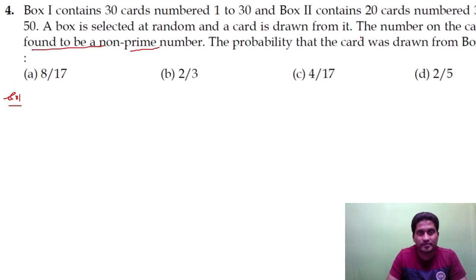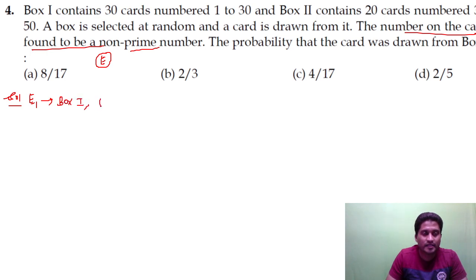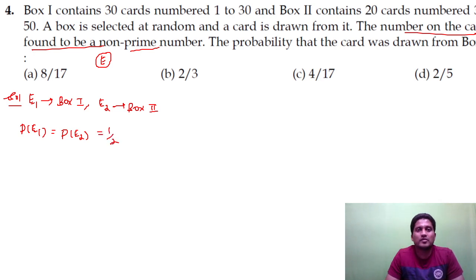This is E. That's an event which has happened. Number on the drawn card is found to be a non-prime number. What's the probability it is drawn from box 1? So I'm going to take E1 as the event of selecting box 1, and E2 as the event of selecting box 2. Two boxes are there with equal probability. So probability of selecting a single box, probability of E1 is equal to probability of E2 is equal to 1 upon 2. Now E is the event of selecting a non-prime number.